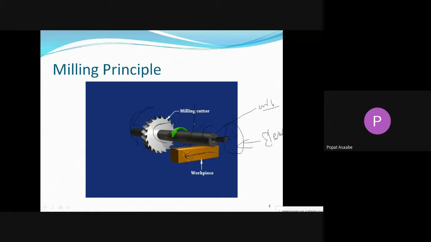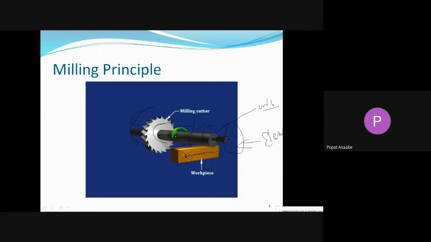Once again I am repeating the milling machine principle. See here, the milling machine consists of one arbor. That arbor is fitted into the hollow spindle. That spindle is rotated with the help of the electrical motor. Once we give the supply to the electrical motor, the power is given to the spindle, so your spindle starts to rotate, and we know that inside the spindle we have held this arbor. Along with the spindle your arbor is rotating.